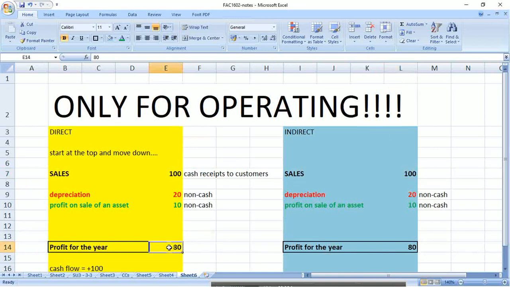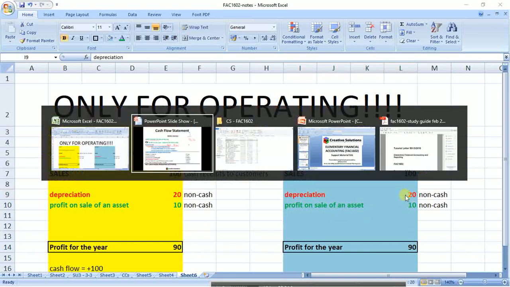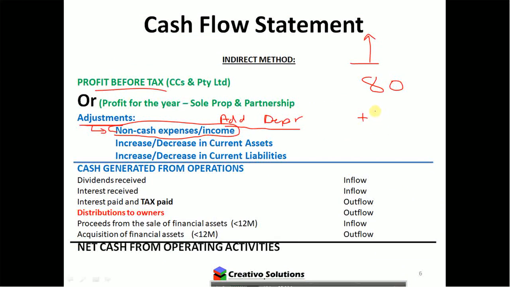Hold on. This should have been 90. That should have been 90. Okay. 100 plus minus 20 is 80 plus 10 is 90. The maths was wrong. Okay. So now if depreciation is 20, am I going to add that? Yes. I'm going to add 20 to that because that's an adjustment for a non-cash item.